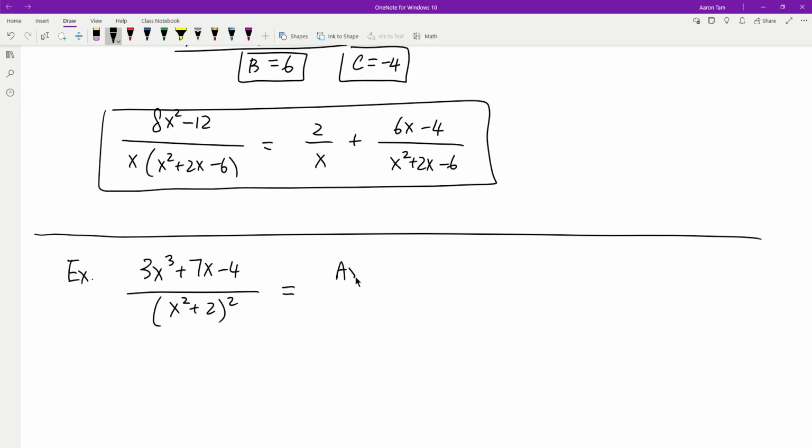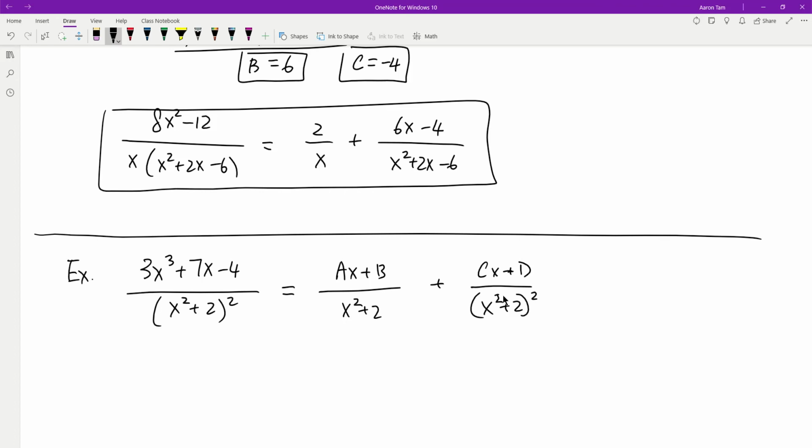So what would be the partial fraction for this one? Well, it would be this. It's ax plus b over x squared plus 2, plus cx plus d over x squared plus 2 squared. If you want to do a1x plus b1 and a2x plus b2, you can. I would just prefer not to have the subscript and just use different letters, since it's unlikely that we're going to run out of letters on the top. And I usually use capital letters, but if you want to use lowercase letters, you can.